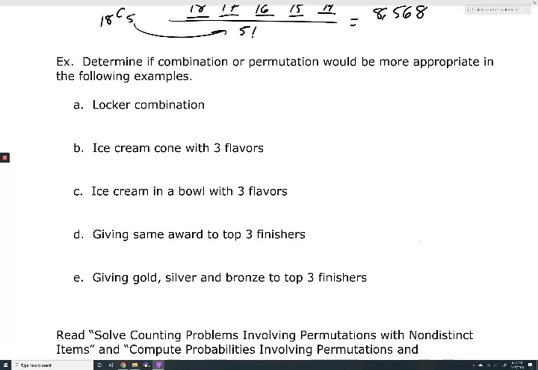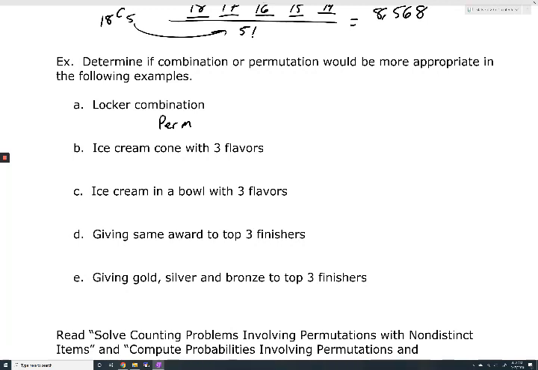All right, so for the first one, locker combination, despite the fact that it has the word combination in there, it is a permutation because if you put your combination in incorrectly, in the wrong order, it doesn't open. If your combination is 1, 2, 3, and you put in 2, 3, 1, your locker won't open.